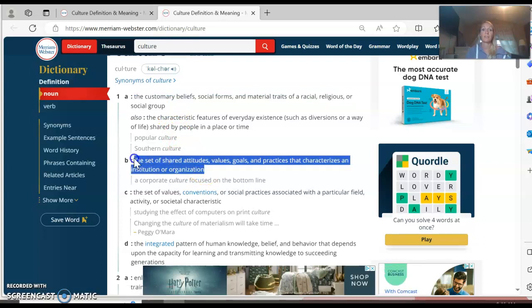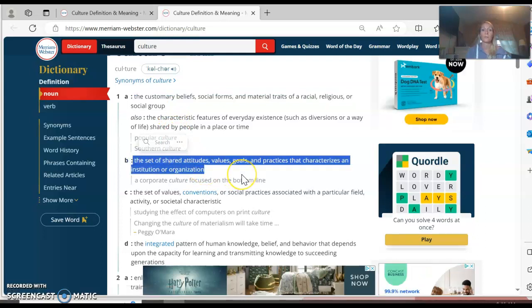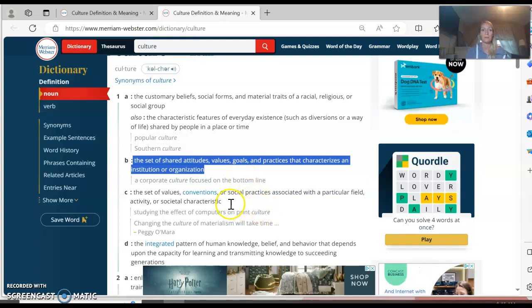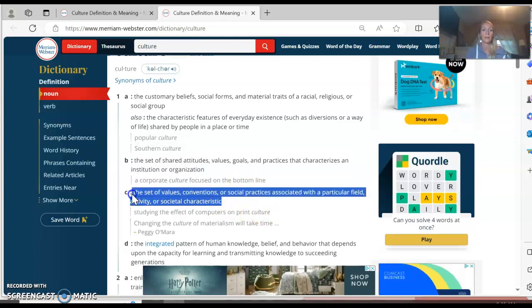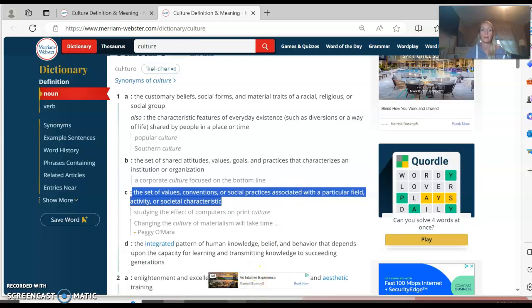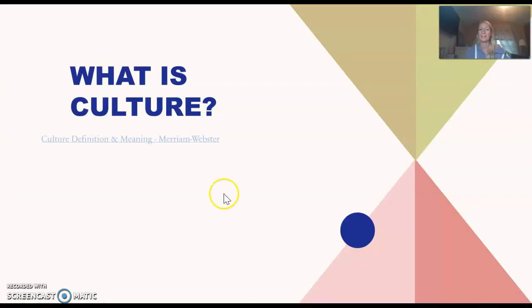The set of shared values, attitudes, goals, and practices that characterizes an institution or organization. So even just simply belonging to a group or organization can set up its own set of cultural practices. And the set of values, conventions, or social practices associated with a particular field, activity, or societal characteristics. And so it's much broader than we usually consider.